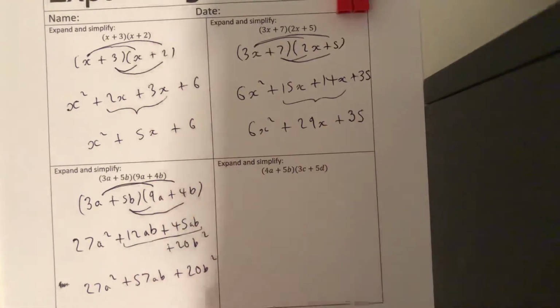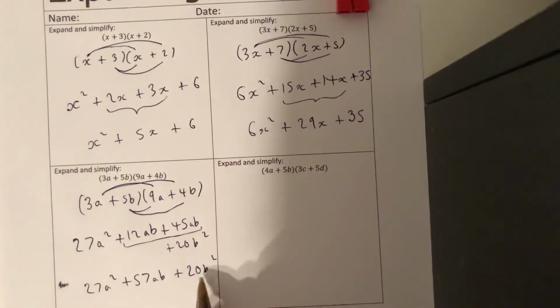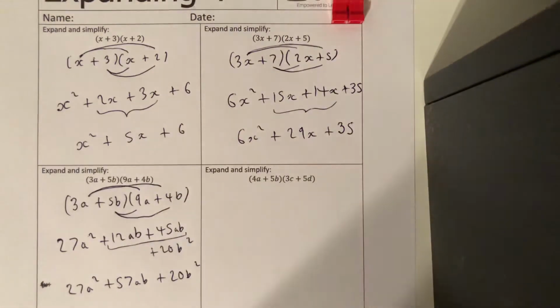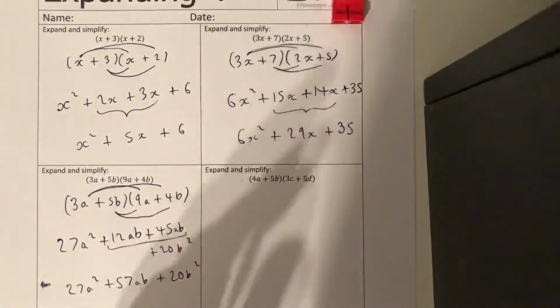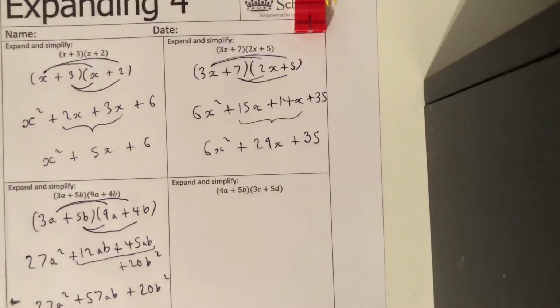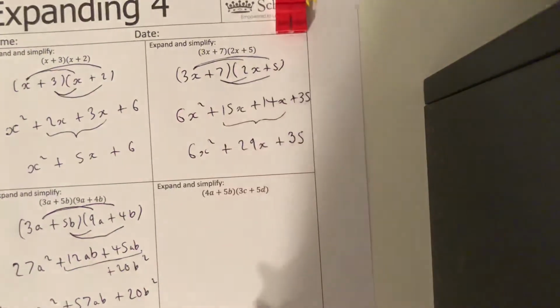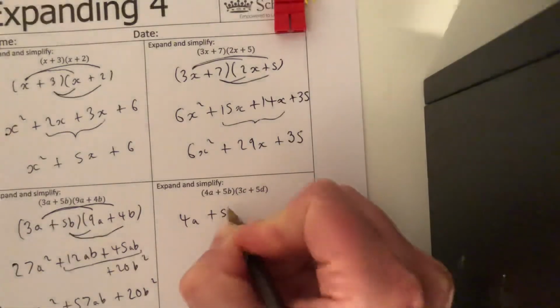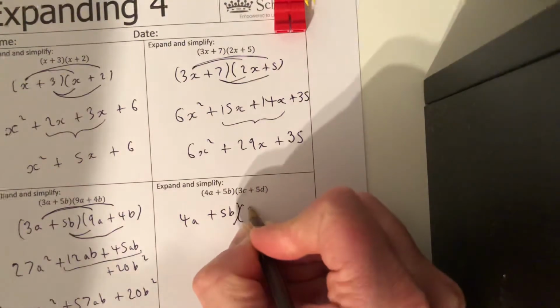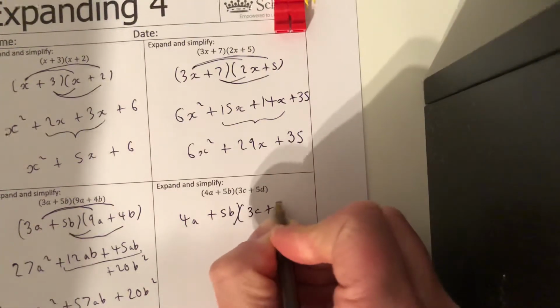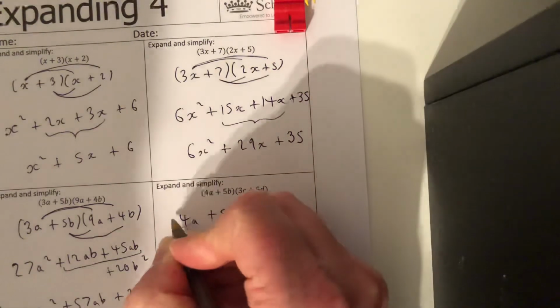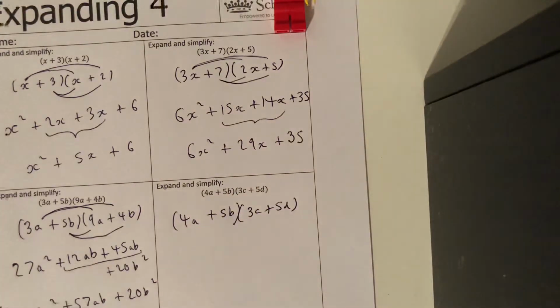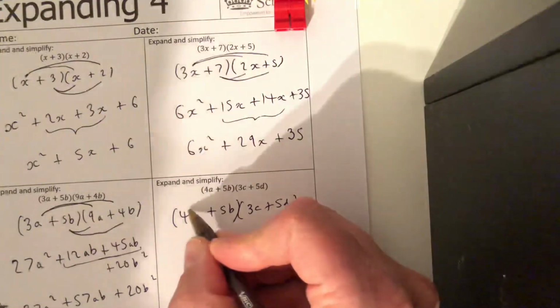So we've got three different terms, a squareds, ab's and b squareds. Done. And this last one actually got the most letters, A, B, C and D. It looks like it's going to be the most difficult actually. You're going to have a little bit of a pleasant surprise here. So 4a add 5b, 3c add 5d. I'll put my camera up there. So now what we're going to do, multiply everything here.